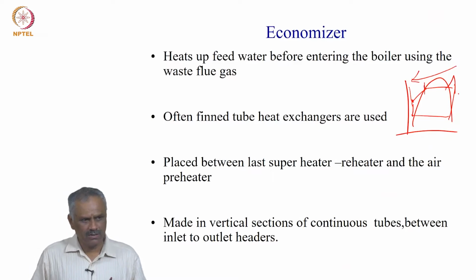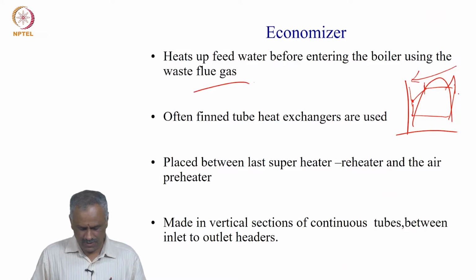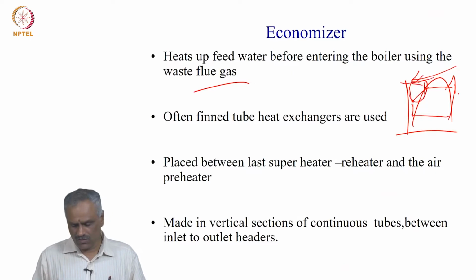temperature point, because you have to extract the maximum heat from the flue gas here, then increase the temperature of the water. Therefore, it is a heat exchanger, because the flue gas is passing through this. It is a counterflow heat exchanger, where the gases are at higher temperature and the water is at low temperature, but the specific heat of gases is very low as compared to the water.